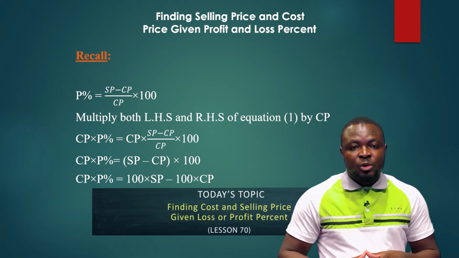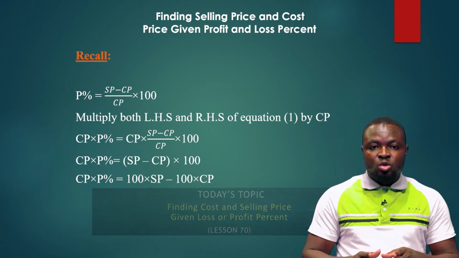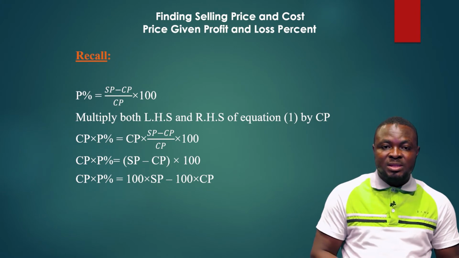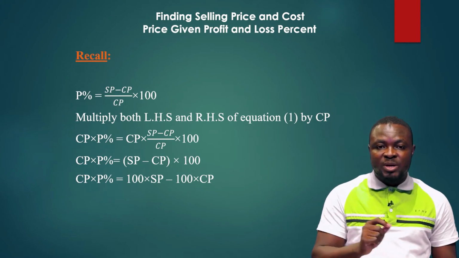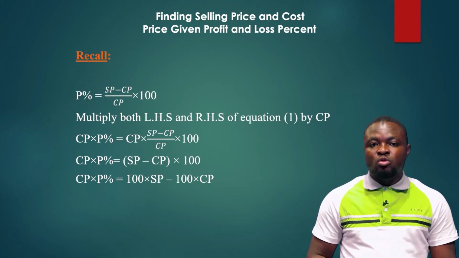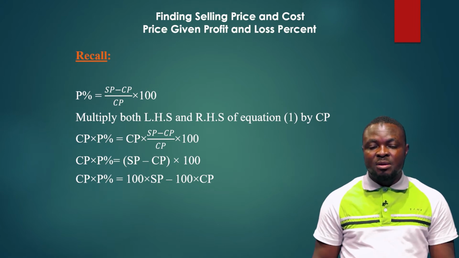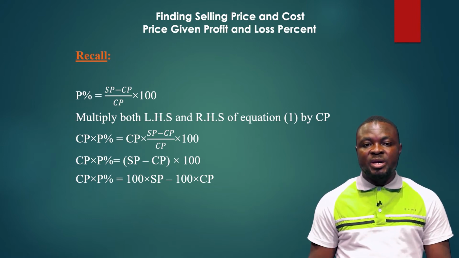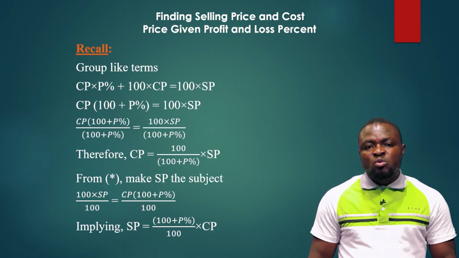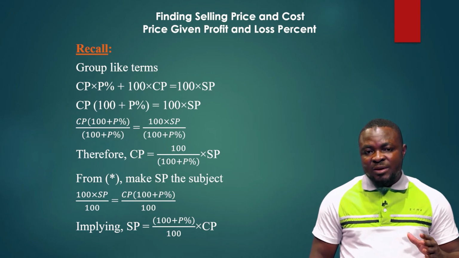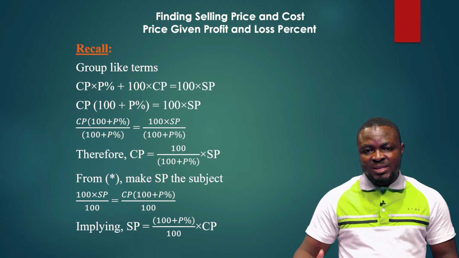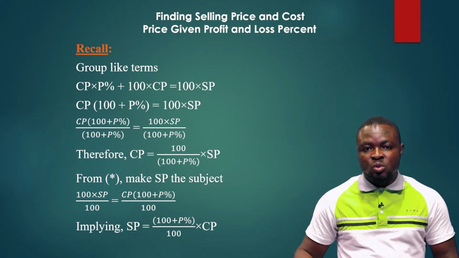Now from here, we can just rearrange. You know, selling price minus cost price times 100, you can expand the brackets. You take 100 and multiply by each of the terms. So you end up with cost price times profit percent equal to 100 times selling price minus 100 times cost price. If you want to make cost price the subject, you see the left-hand side has a term that contains cost price. The right-hand side has a term that contains cost price.